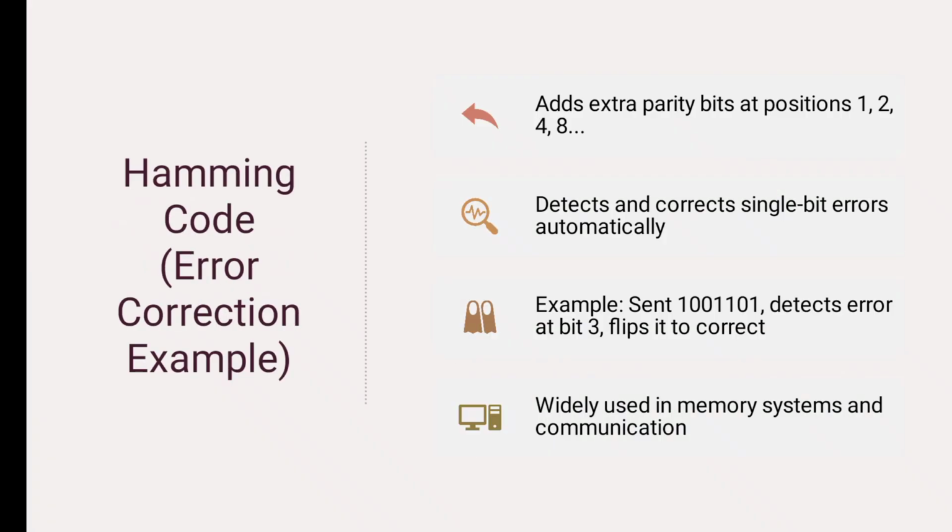The Hamming code example is here. The Hamming code adds extra bits, that is parity bits, at specific positions like 1, 2, 4, and 8 in the data. These bits help the receiver find exactly where a single bit error occurred and correct it. For example, if the sender transmits 1001101 and one bit flips during transmission, the receiver can detect the error position and flip the bit back to fix it. This code is widely used in computer memory systems and communication to improve reliability.